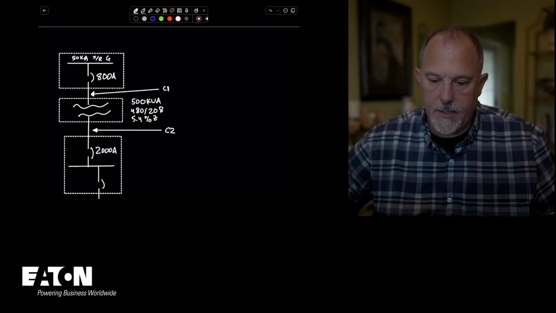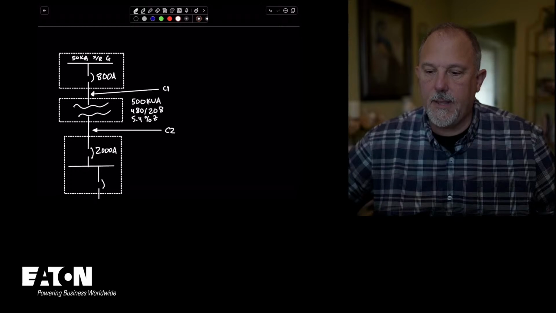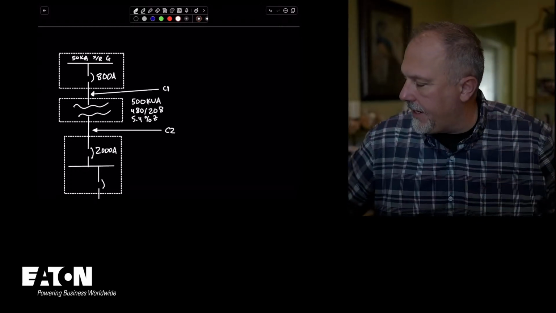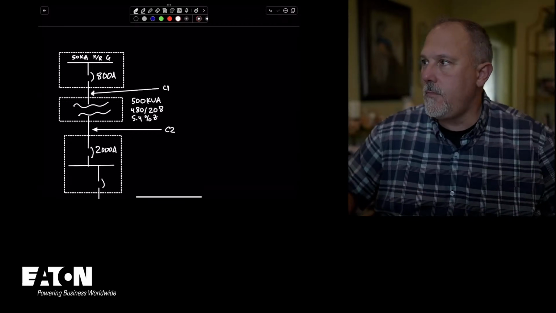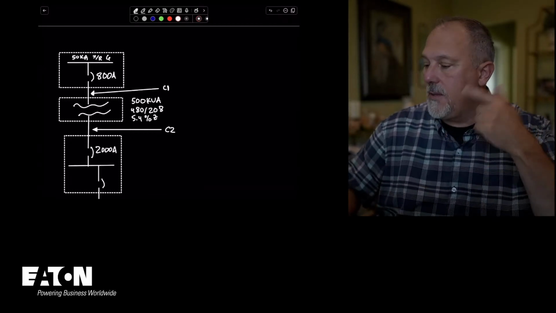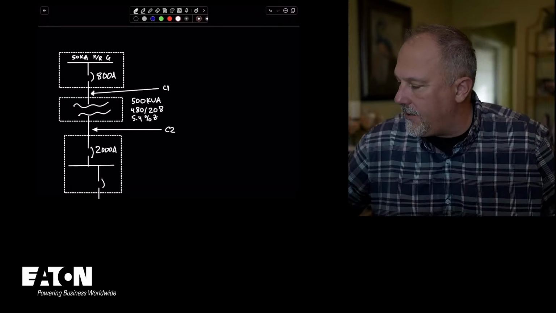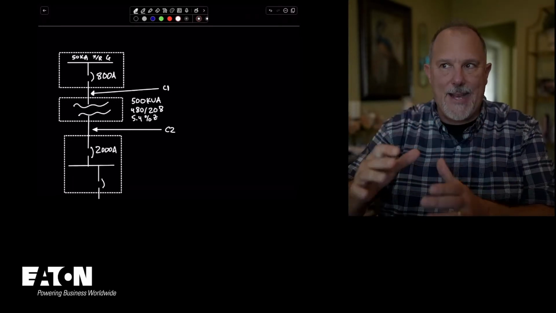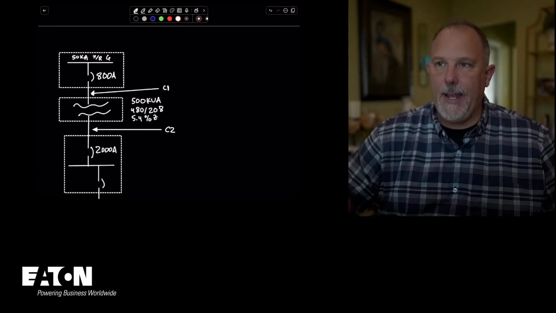All right, I gotta move some stuff here. Need to make, there we go. Perfect. All right, so conductor 1. Now, what I know about the primary is I have an 800 amp circuit breaker. So conductor 1 has to have an ampacity of 800 amps.